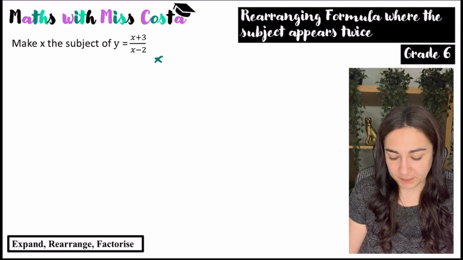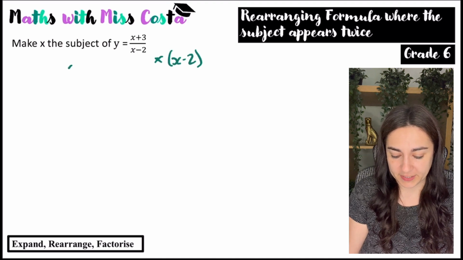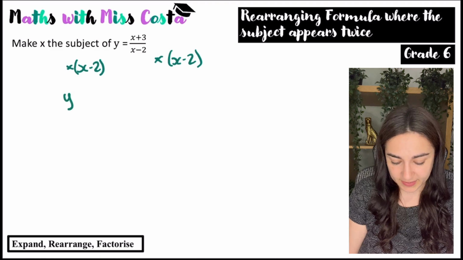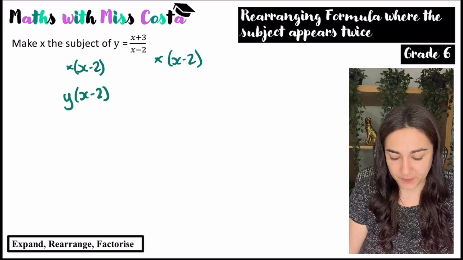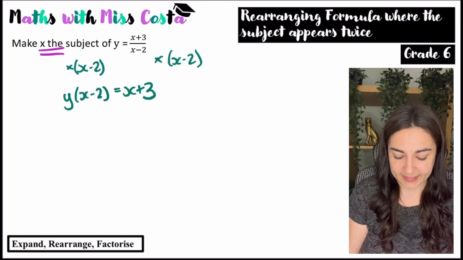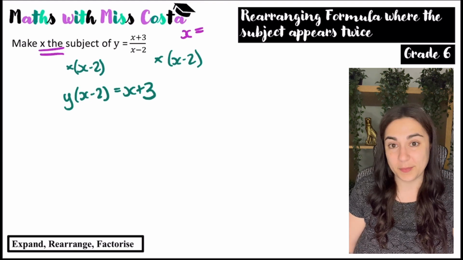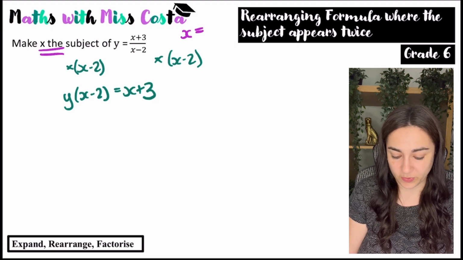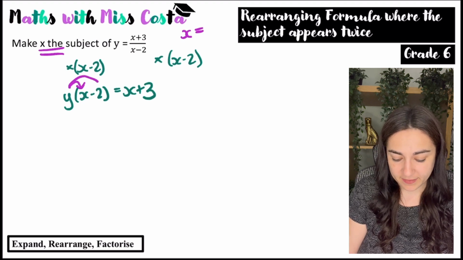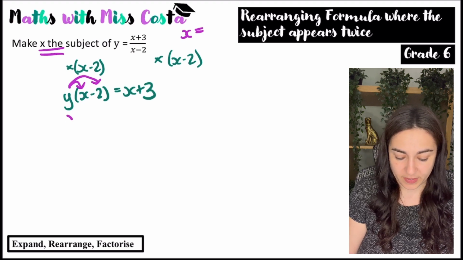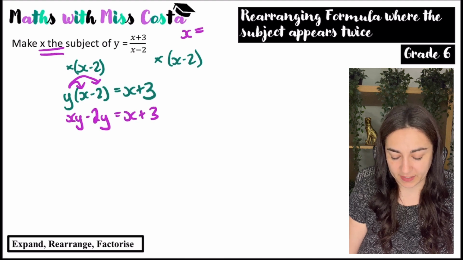So if I times both sides by x minus 2, then I'm no longer left with a fraction. So y brackets x minus 2 equals x plus 3. Now I'm trying to make x the subject, so I know that my end game is to get it in the form x equals, but I'm going to have to do a little bit of manipulation in order to do that. I'm going to expand the brackets, so I'll be left with xy minus 2y equals x plus 3.